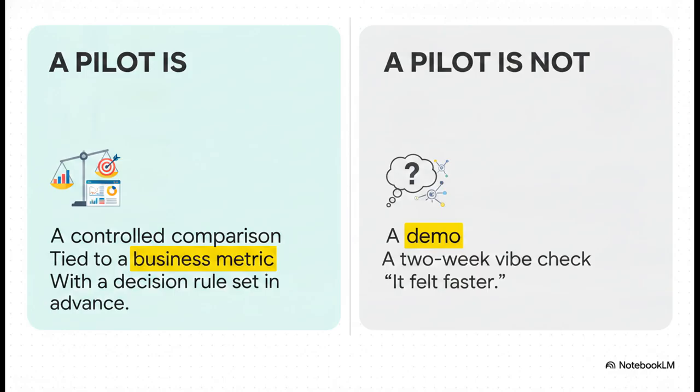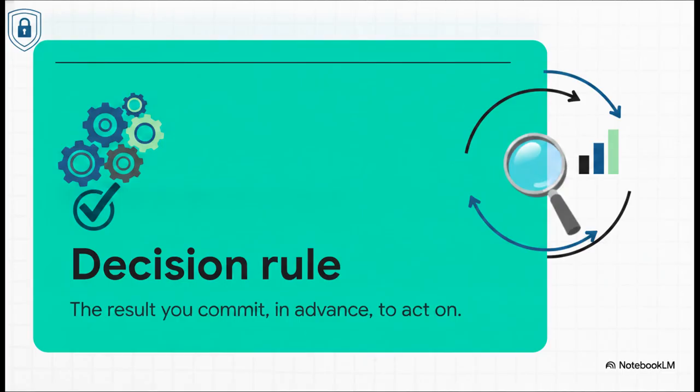It's an extended demo that produces opinions, not actual evidence. A real pilot is fundamentally different. It's a strictly controlled comparison tied to a metric the business actually cares about, and it features a decision rule that you set before you look at a single piece of data. Now, what's really interesting about this decision rule is that the entire magic relies on setting it in advance. Making that commitment early is literally what converts a vague, hey, this kind of seems good, into concrete, defensible evidence that you can confidently bring into a high-stakes budget meeting. Actually, everything else we talk about in this framework exists simply to protect the integrity of that one rule.